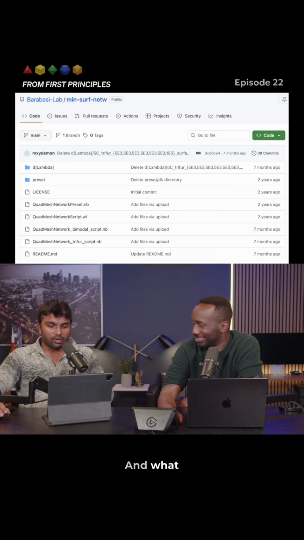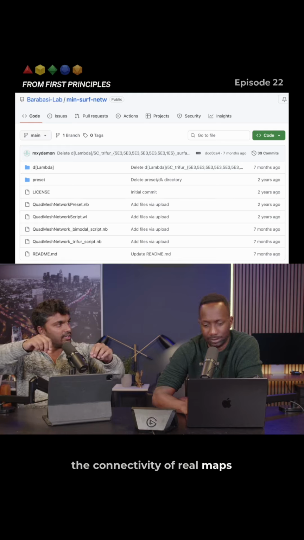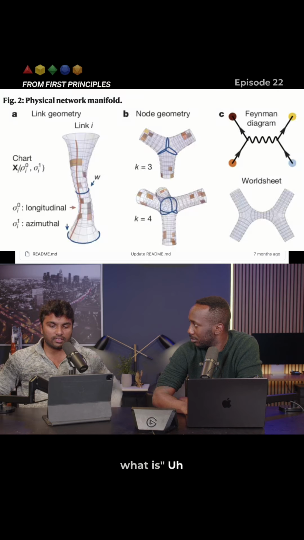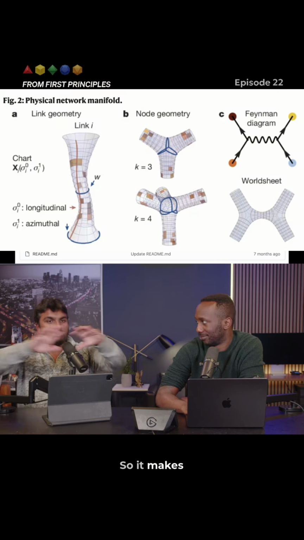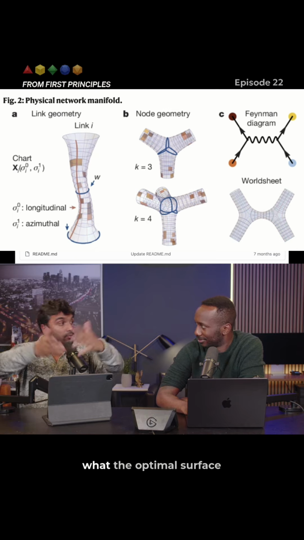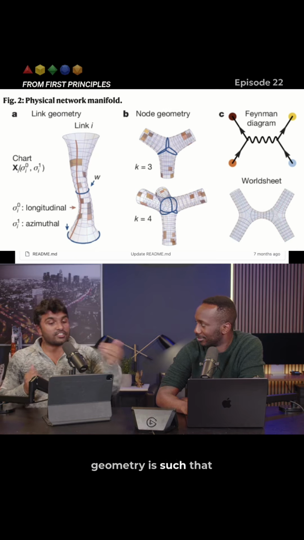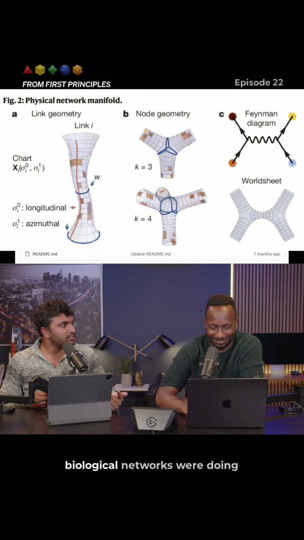Yes. And what they really did was they inputted the connectivity of real maps, and then they asked the algorithm to generate the optimal surface geometry. So it makes up a bunch of polygonal meshes, and then tries to figure out what the optimal surface geometry is such that it minimizes surface area, and they could reproduce what the biological networks were doing.